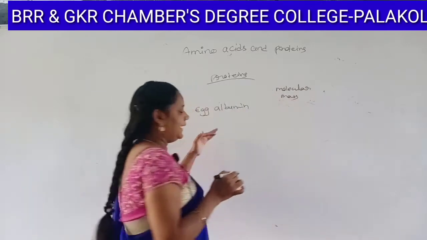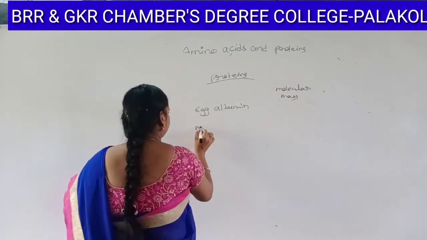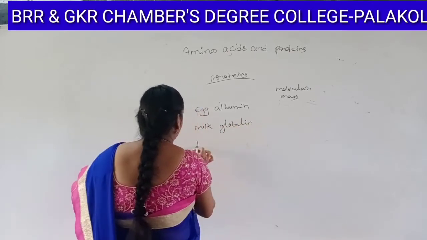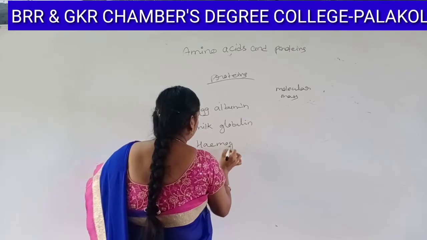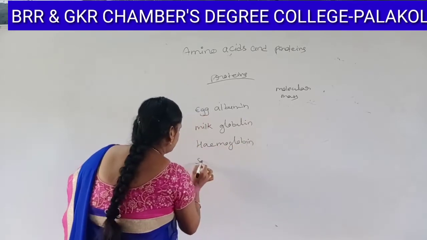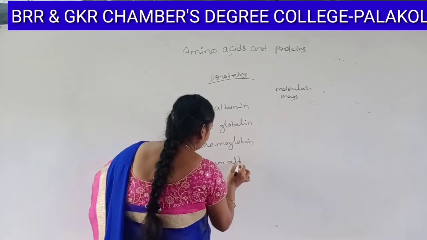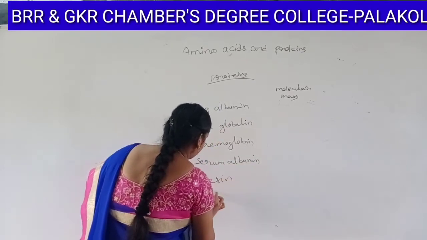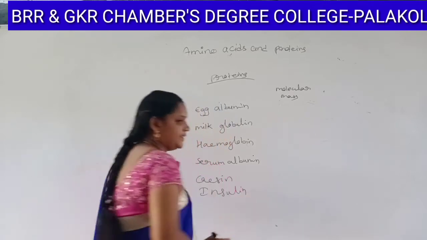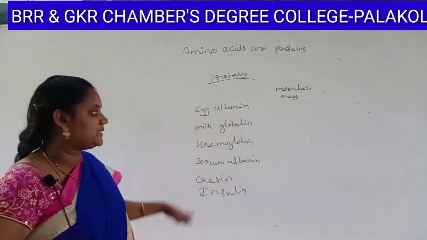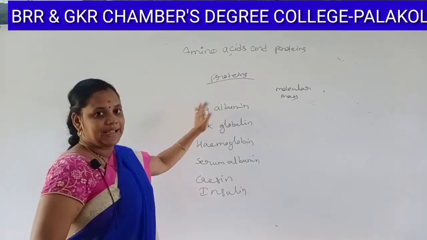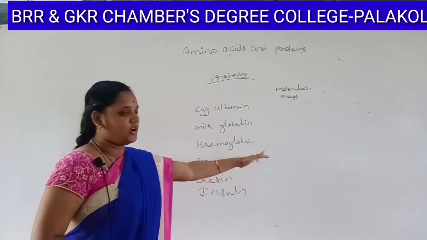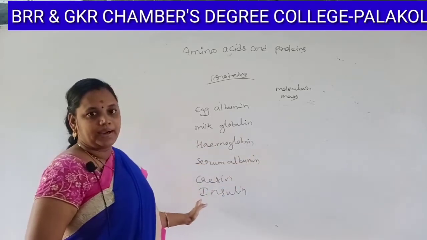Okay students, egg albumin, milk globulin, hemoglobin, serum albumin, casein and insulin. We are knowing about the molecular mass of the following proteins: egg albumin, milk globulin, hemoglobin, serum albumin from horse, casein and insulin.